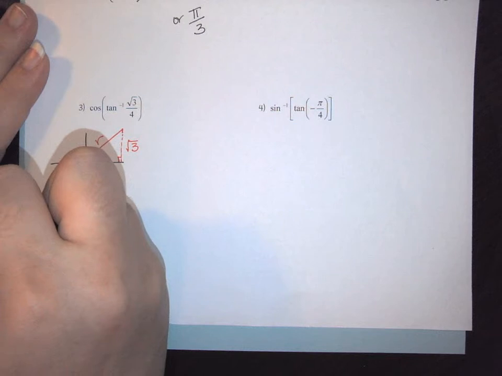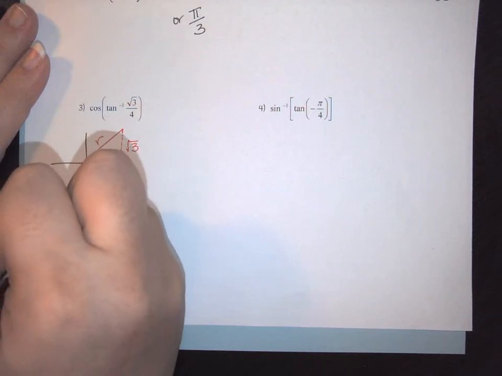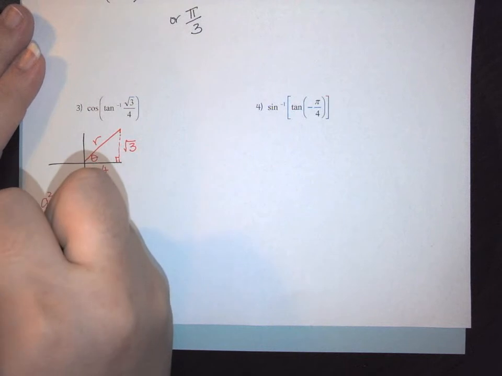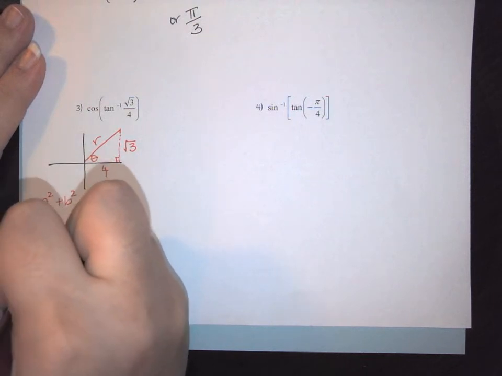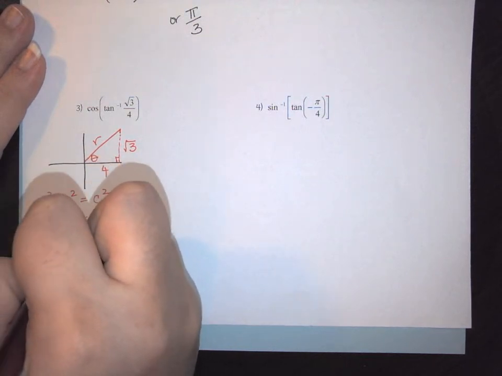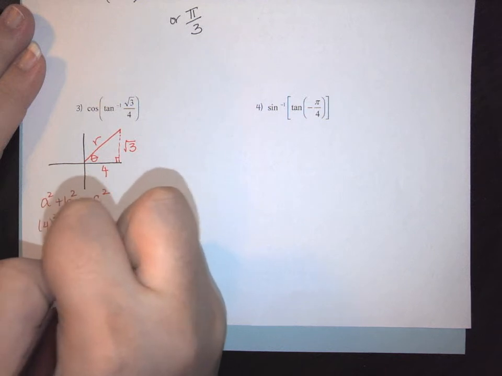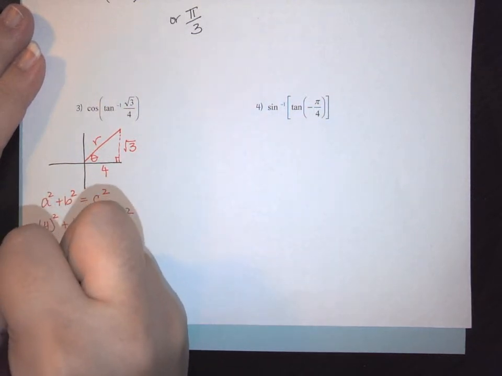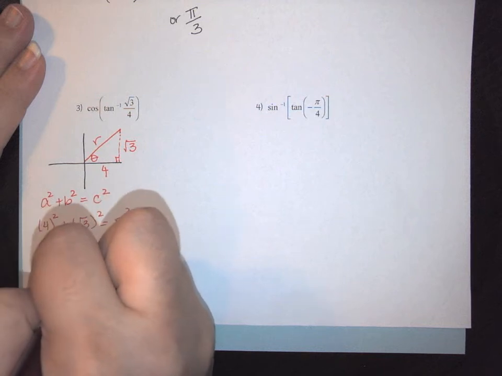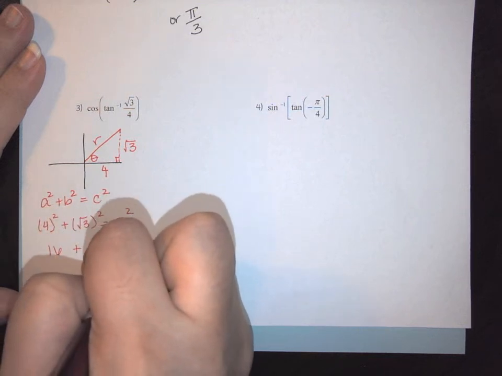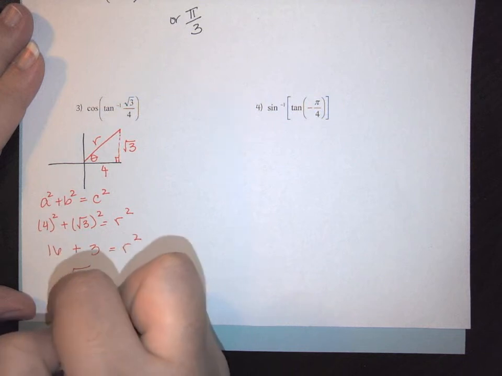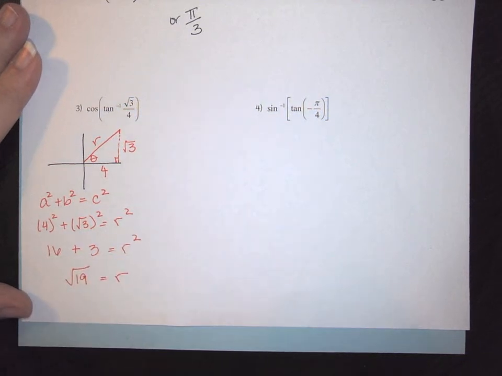So here again we've got a squared plus b squared equals c squared. Plug in what you know. 4 squared plus the square root of 3 squared is equal to my radius squared. 4 squared is 16 plus 3 equals my radius squared. So here we're going to have the square root of 19 is equal to my radius.